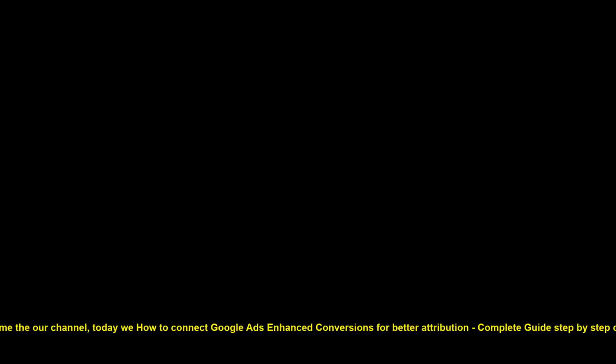Complete guide step by step clearly. To connect Google Ads enhanced conversions for better attribution, start by logging into your Google Ads account. Navigate to the Tools and Settings menu in the upper right corner.